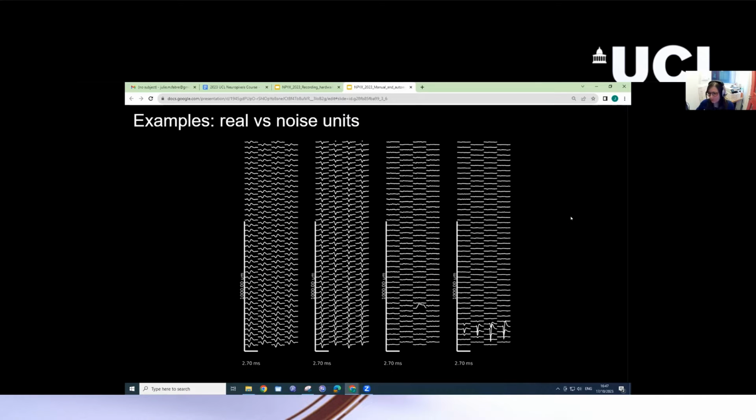Here are some examples of real versus noise units. You can see in the first two that the signal does not decay much over space. This is one millimeter here, in contrast to a good neuron, which is very spatially localized. And you can also have noise with atypical waveforms with, again, odd spatial decay.